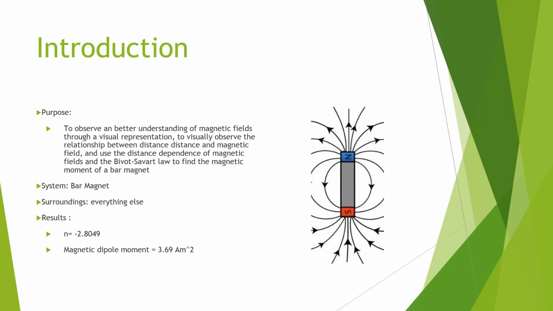So then our system is obviously the bar magnet. Surrounding is everything else. The result we gained from this experiment was negative 2.8049, and the magnetic dipole moment we got from this experiment was 3.69.